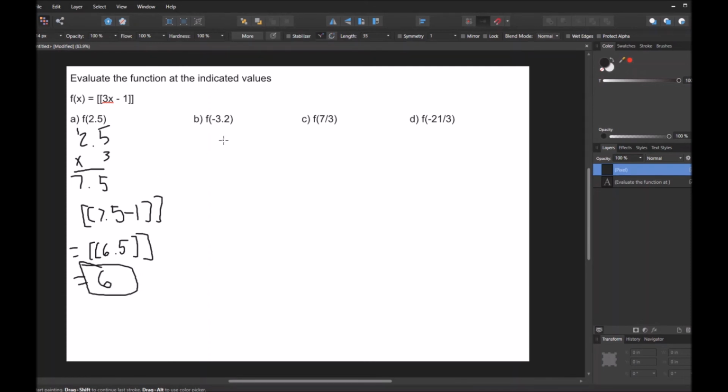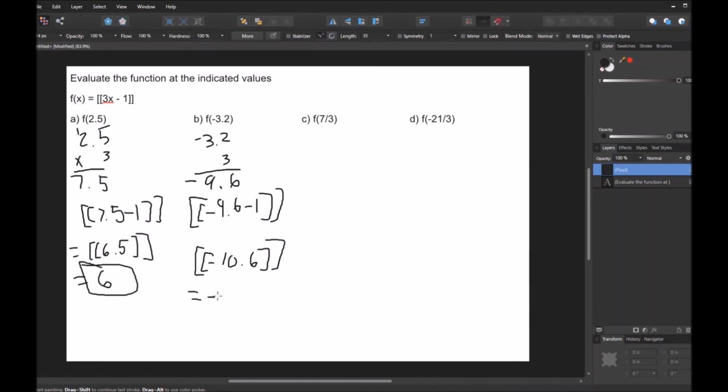Now in this one we have negative 3.2 times 3. So once again I'm going to do this out the long way. So 3 times 2 is 6. 3 times 3 is 9. Decimal goes here. And then we have a negative right there. So we have negative 9.6 minus 1, which is negative 10.6. And if we're rounding down from negative 10.6, we're going to go to negative 11. So our answer is going to be negative 11.